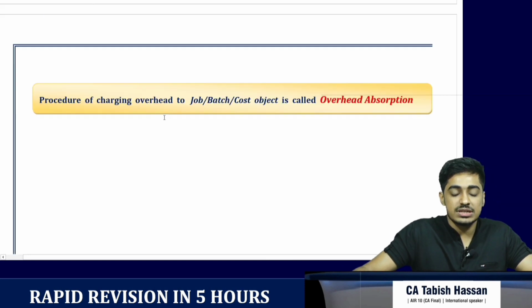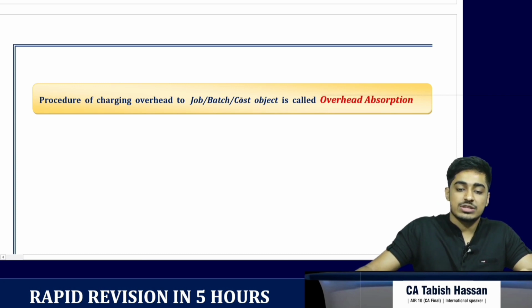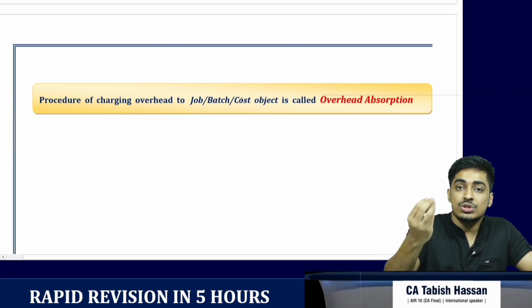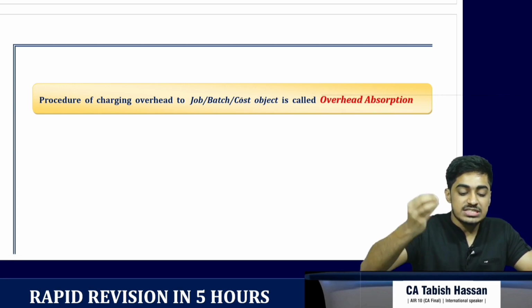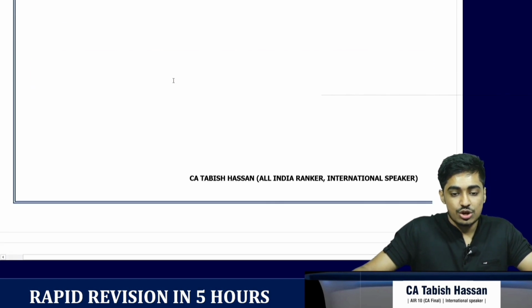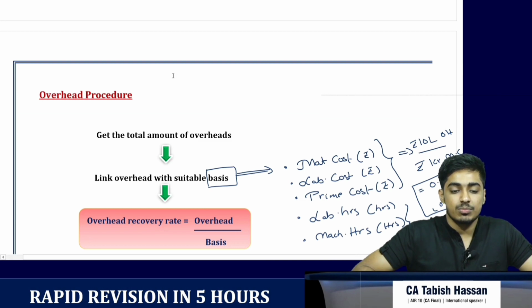So what is overhead absorption? It is the process of charging overhead to the job or batch or cost object. That is, distributing overhead cost to the cost object or the unit on a suitable or systematic basis is called overhead absorption. Clear?